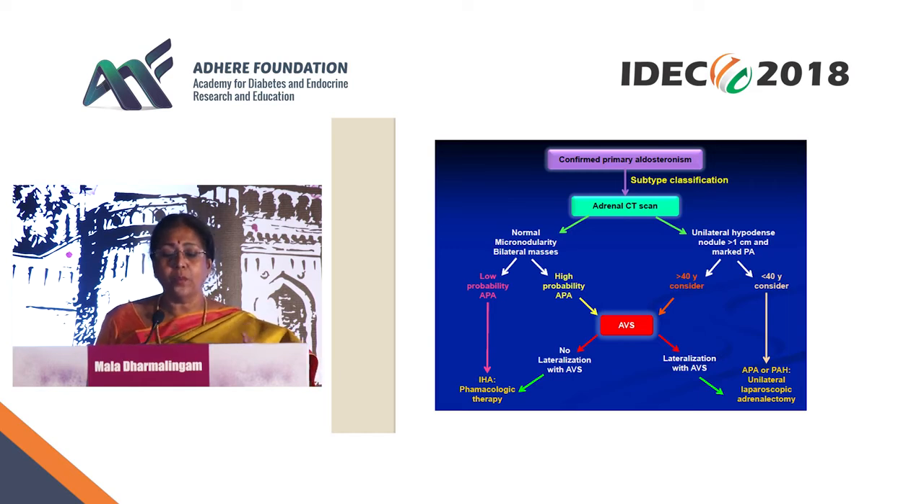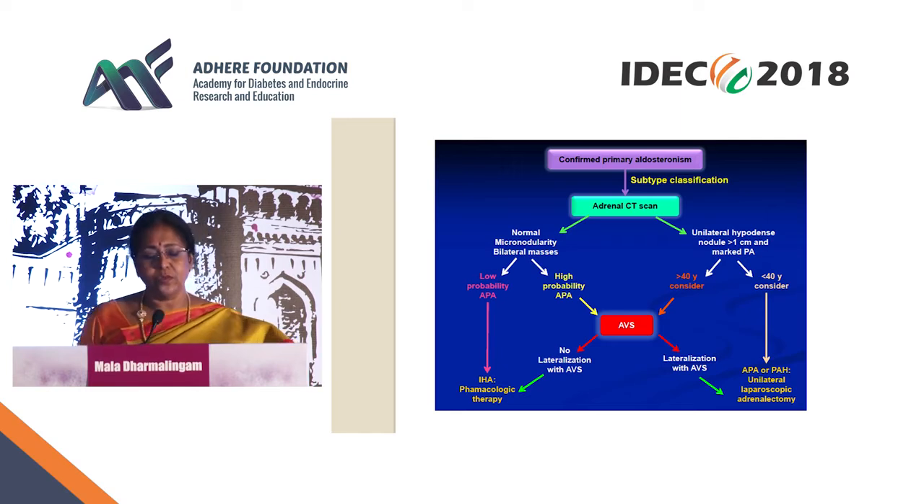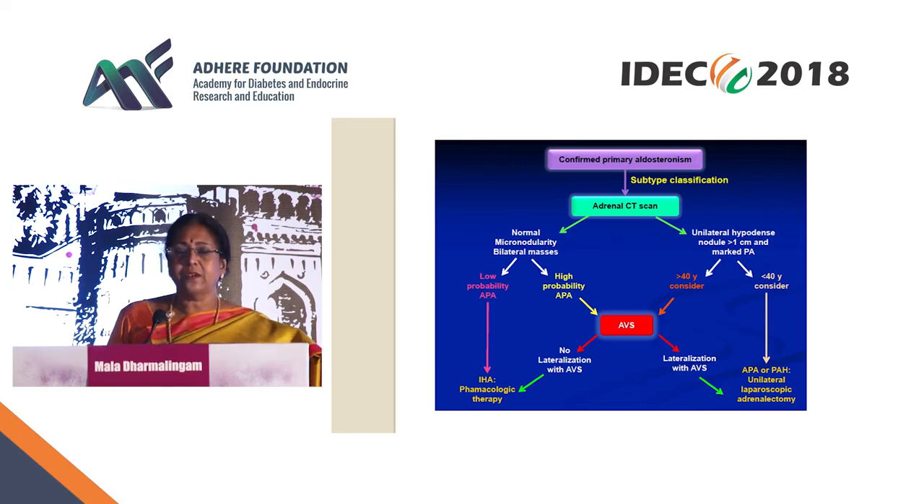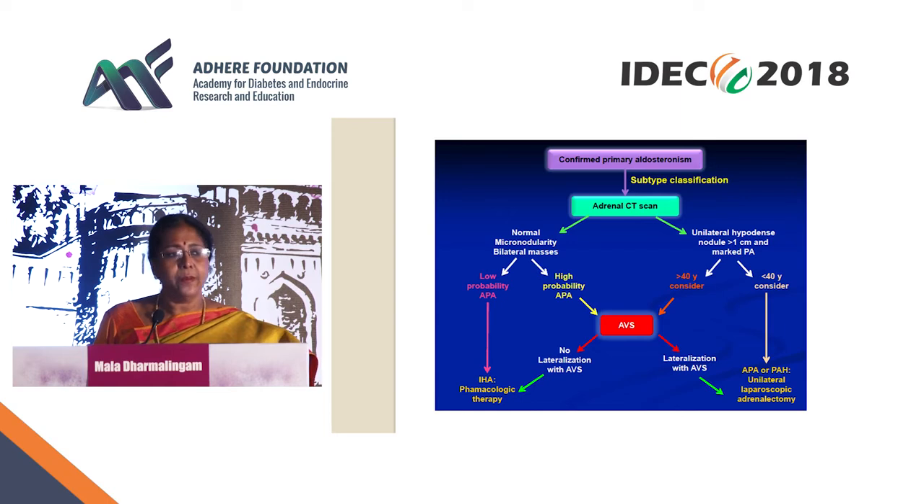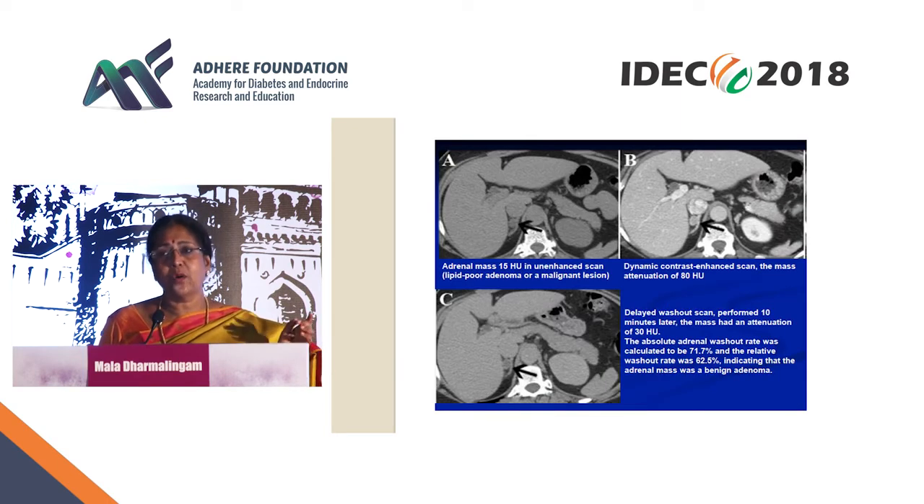And if you have a normal CT, or it is micronodular or bilateral, and there's a low probability of an adrenal producing adenoma, you may think of IHA and do pharmacological therapy. If there's a high probability, you should still go and do an adrenal venous sampling. And if there's no lateralization, then you don't do anything. But if there is lateralization, you will have to do a surgery after that. So this is how it would look.